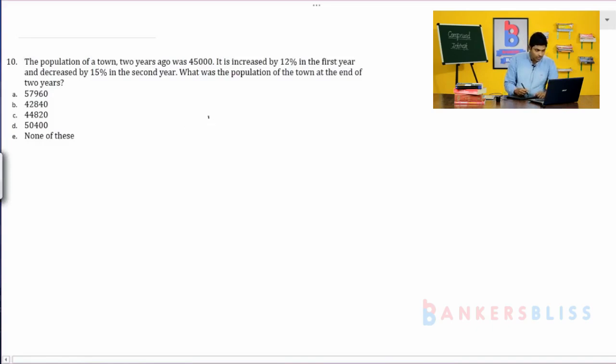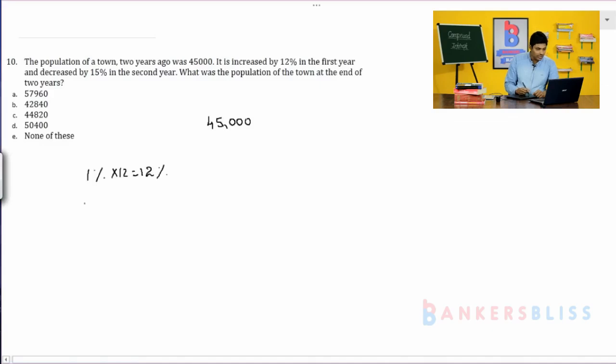So 45,000 is the present population. It is going to be increased by 12%. So how do we calculate 12%? You can do it like this: 10% plus 2%, or 1% into 12. I am only going to take 1% into 12, because it is very easy to calculate for this problem. So 1% into 12 is equal to 12%.